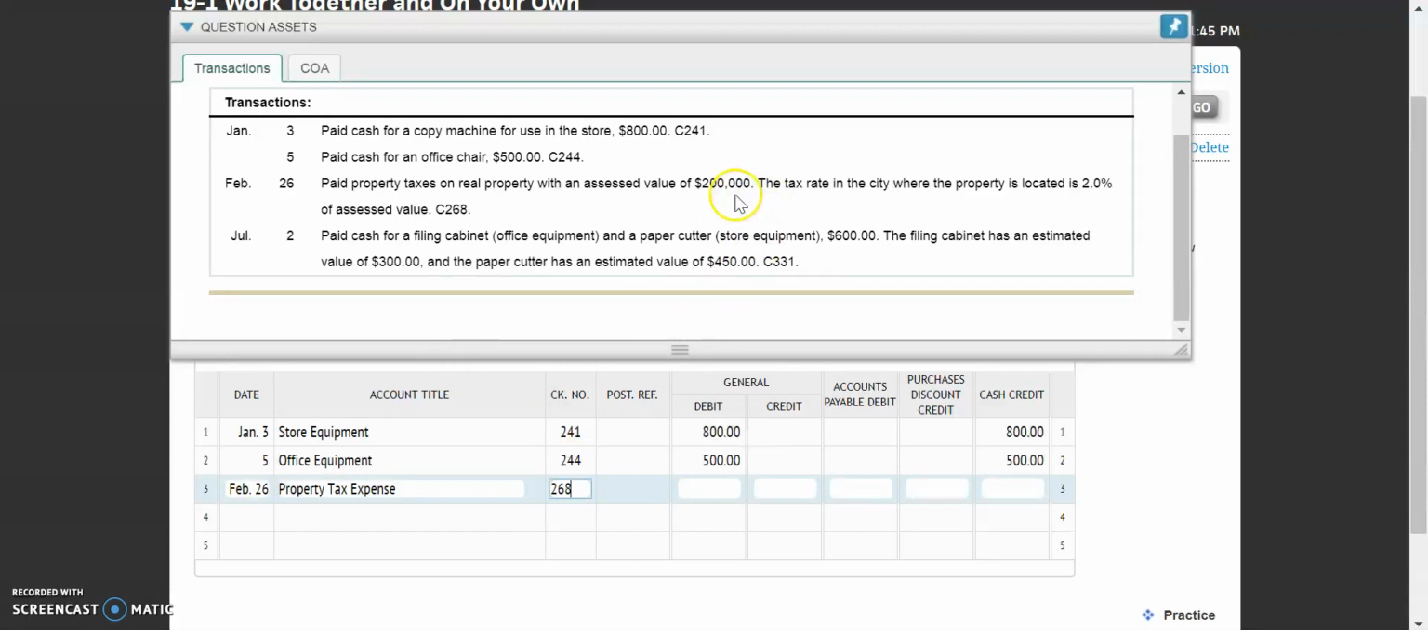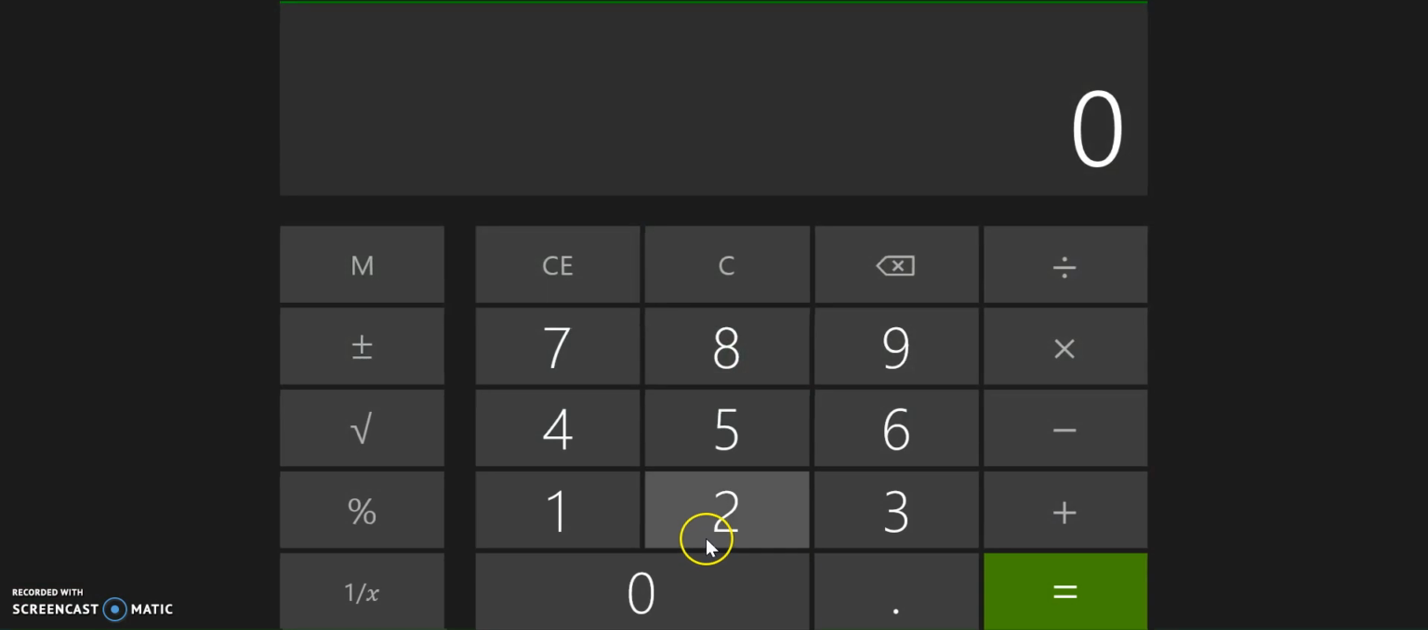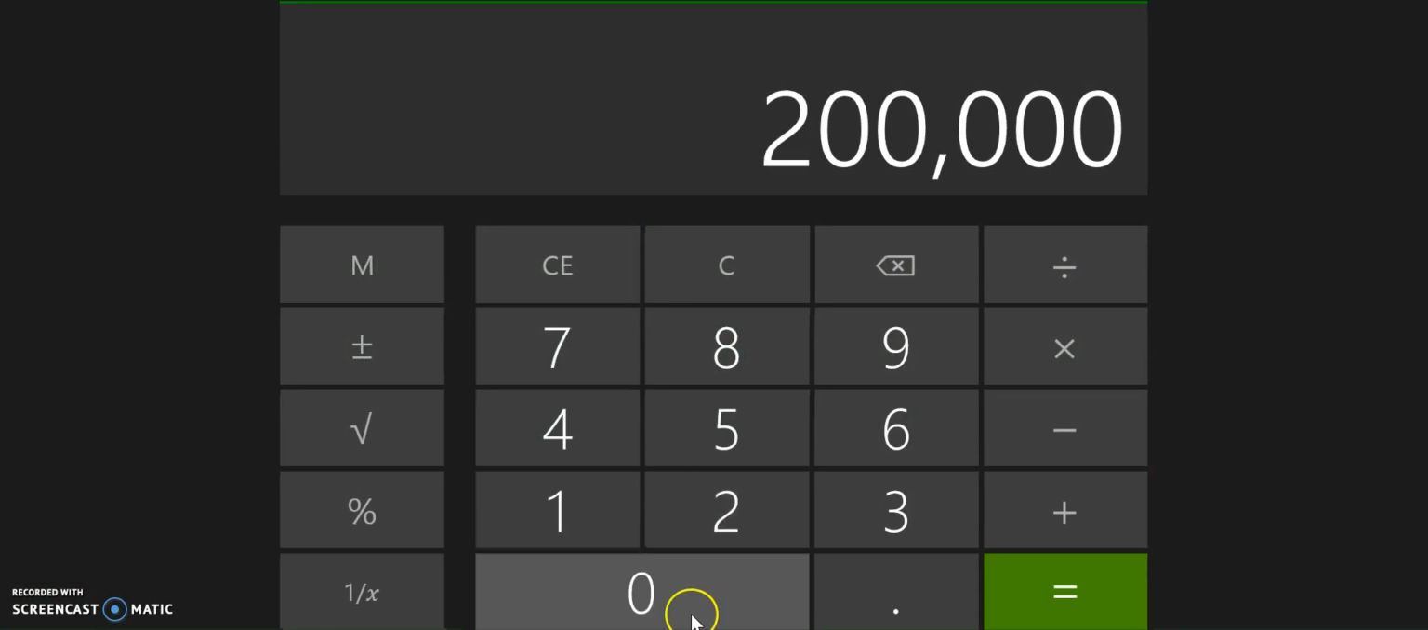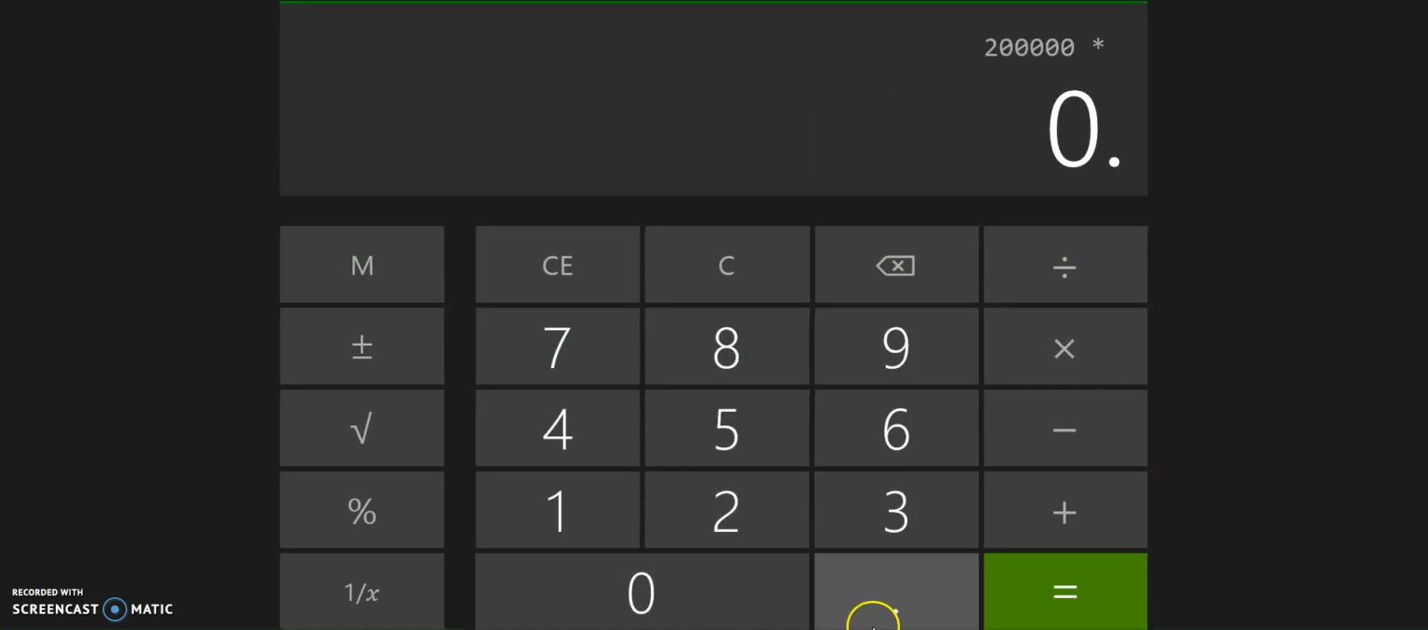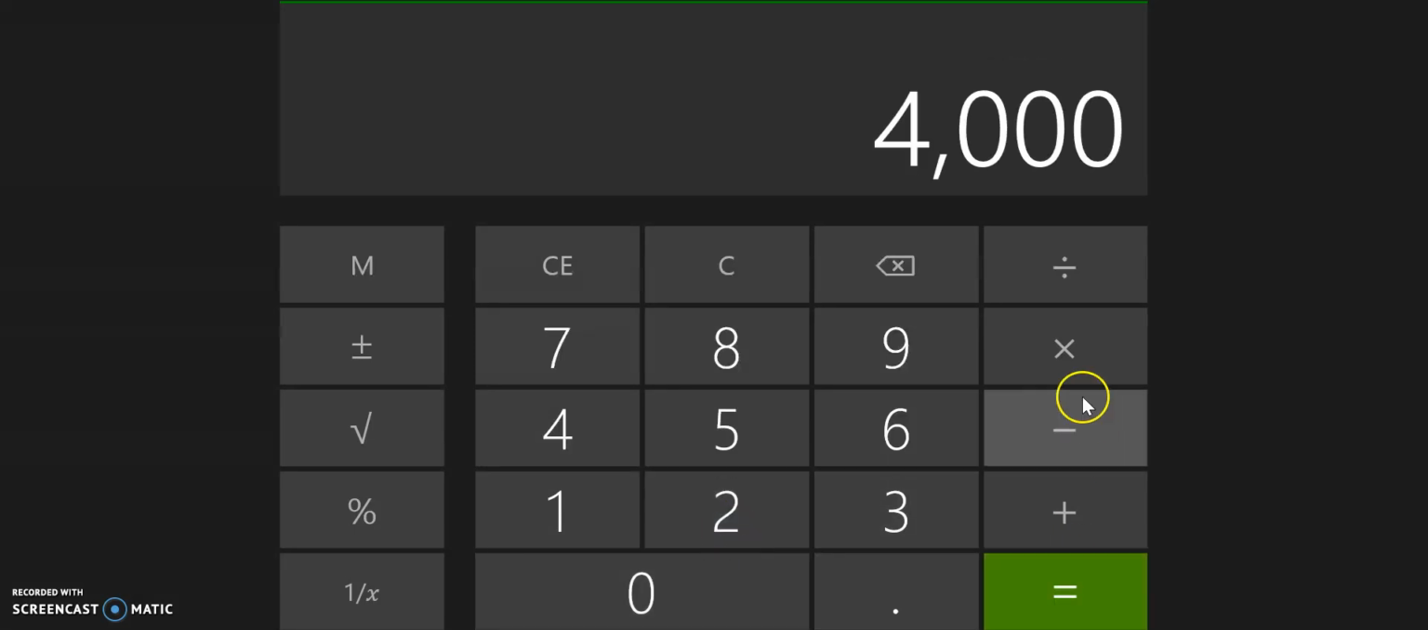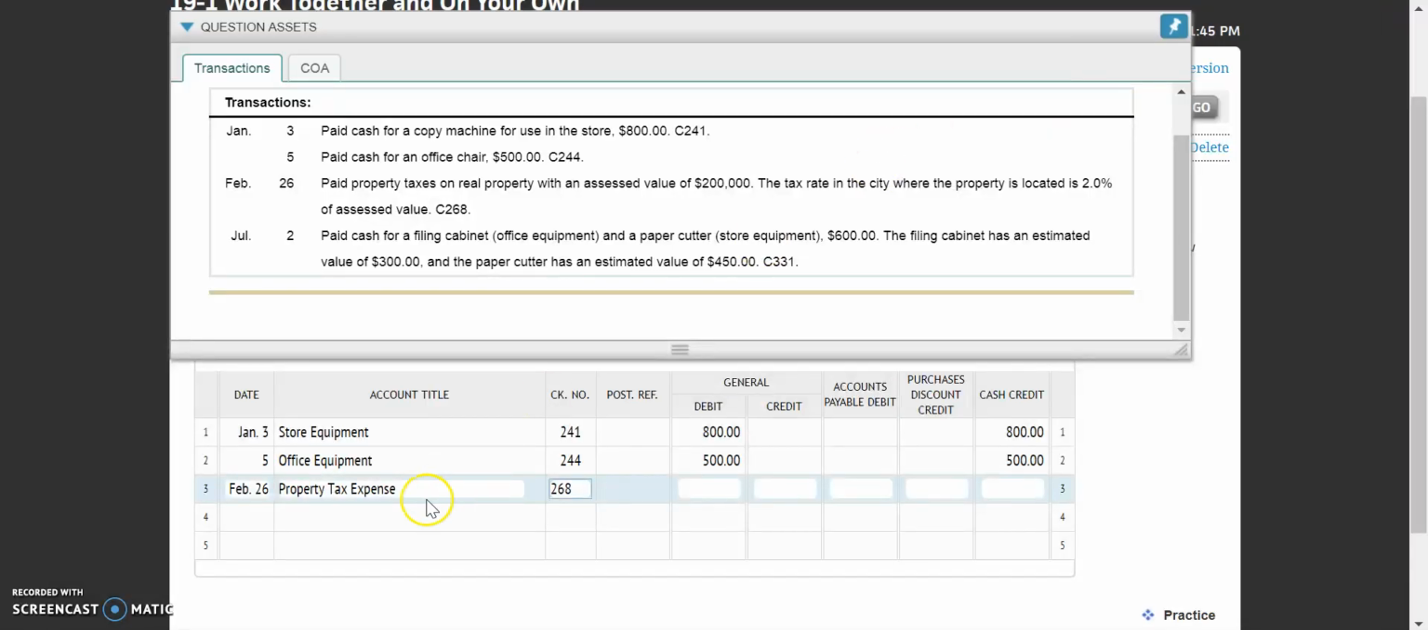And then we need to do a little math to figure out our tax. So we would take 200,000 and multiply it by 2%, and we're going to get a total of $4,000. So that will be what needs to go in our general debit and then our cash credit.